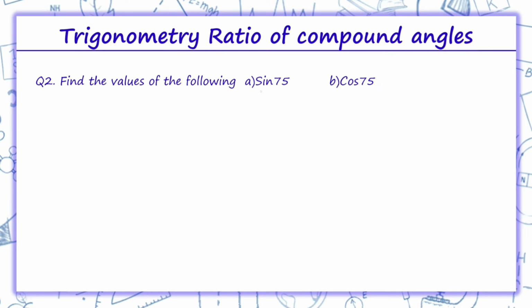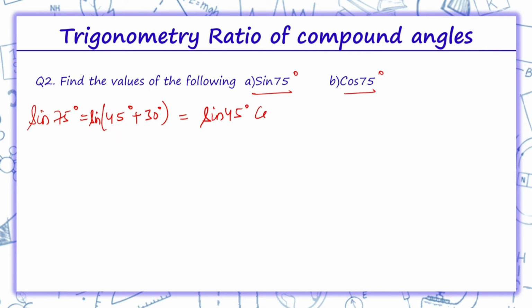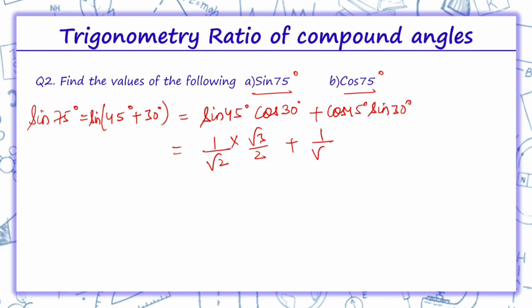Coming on to next, we have to find the value of sin 75 degree and cos 75 degree. So sin 75 degree can be written as sin(45 plus 30) degree, which will be written as sin A cos B plus cos A sin B. So we will put the values over here. Sin 45 is 1 by root 2, cos 30 is root 3 by 2, cos 45 is 1 by root 2, sin 30 is 1 by 2.